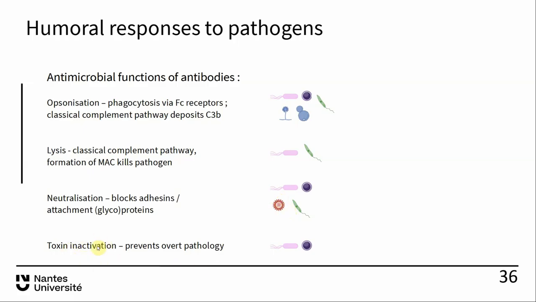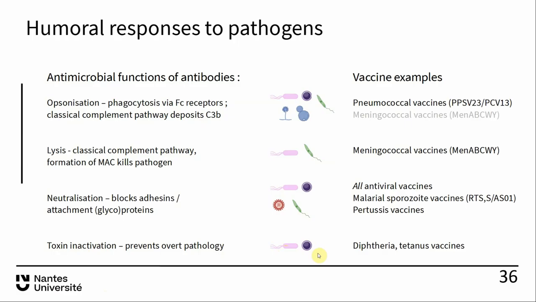And the final mechanism to inhibit infection is when antibodies inactivate bacterial exotoxins. So the bacteria will be able to infect us, but they won't be able to kill us because the exotoxins that are related to the pathology are inactivated. That's a mechanism that's important for immunity to gram-negative and gram-positive bacteria.